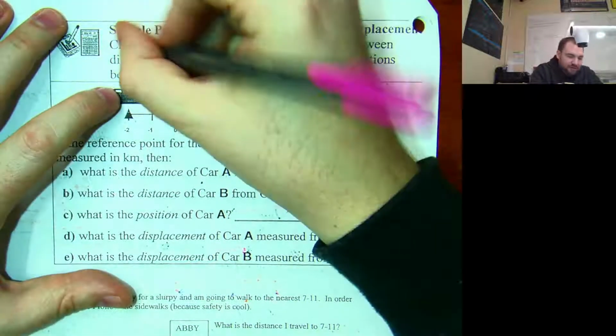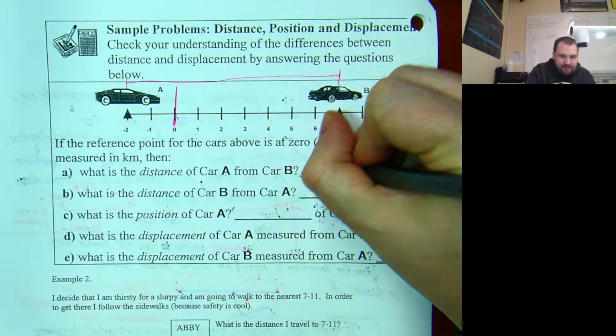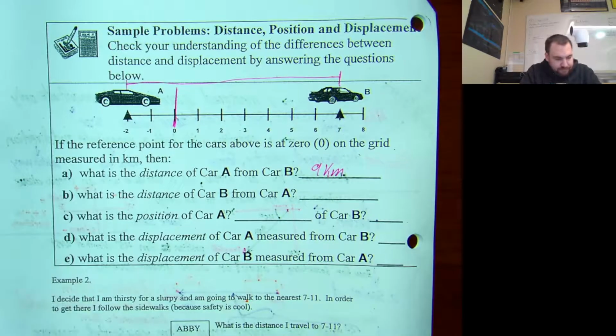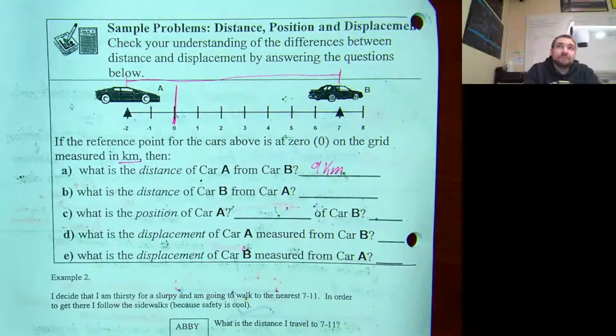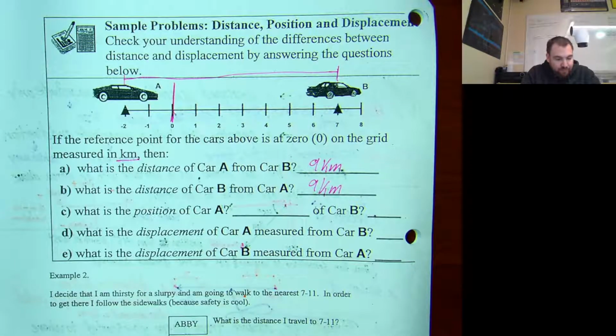So, distance here, 9 meters. Love it. Or that's actually measured in kilometers, 9 kilometers. Well, you didn't read all the question then, just like I almost didn't. The distance from car B to car A is also 9 kilometers. What's the position of car A?